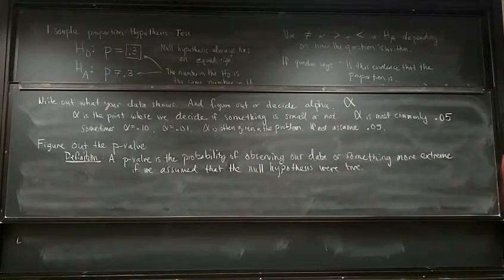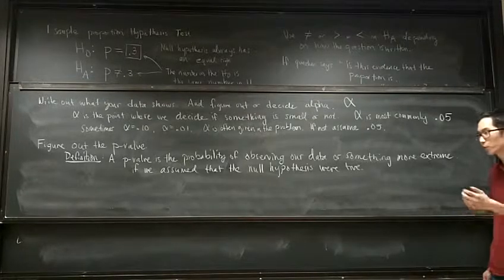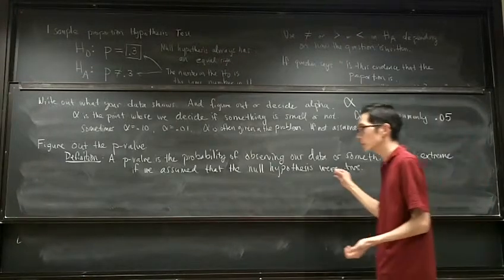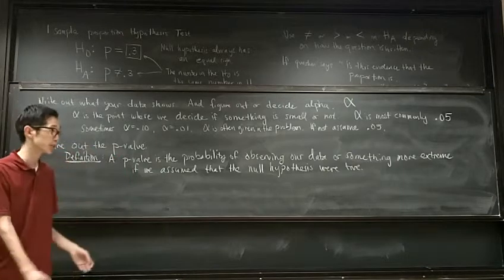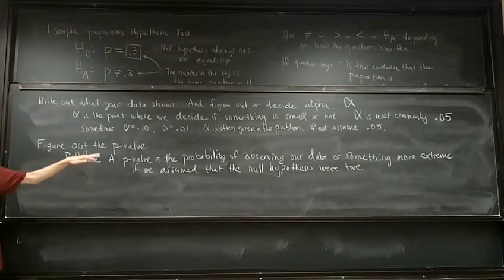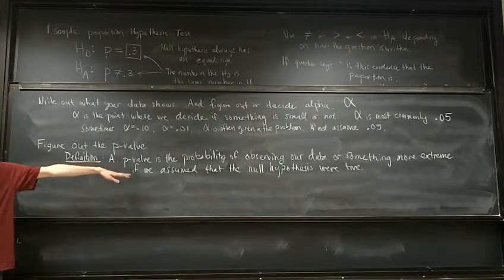If we assumed that the probability that the coin lands heads is 0.5, what's the probability that I flip a coin 500 times and get 400 heads? The answer to that question, that probability, is the p-value.